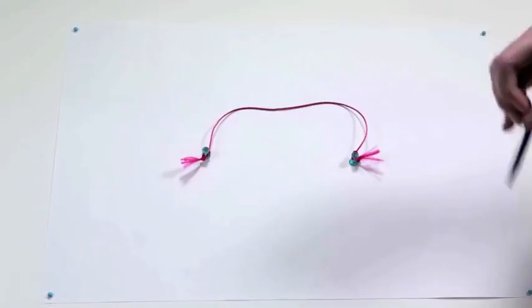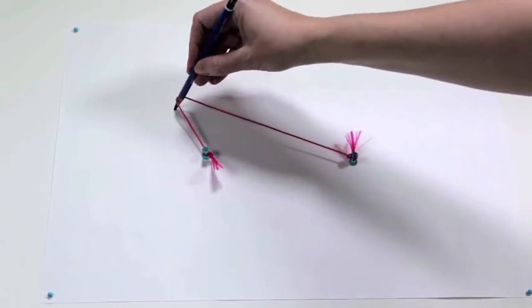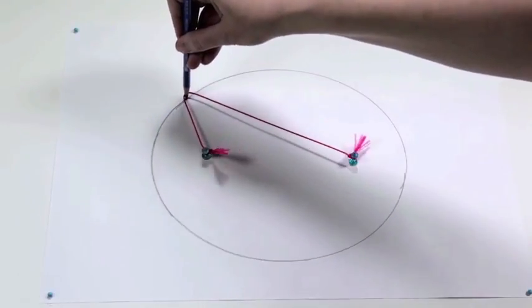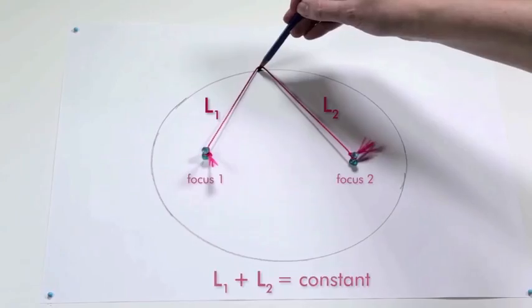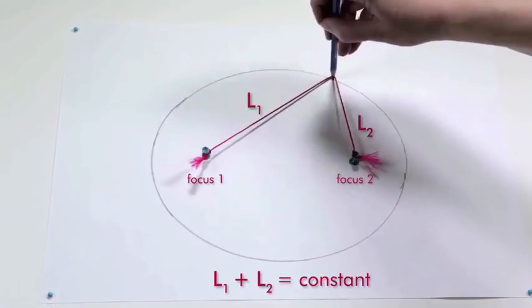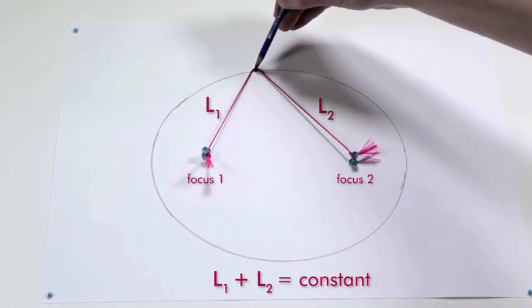For example, we can use a string and a pencil to draw ellipses. And here we can see when we calculate L1 plus L2, it's always equal at any point on the ellipse.